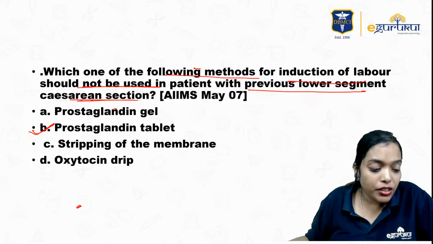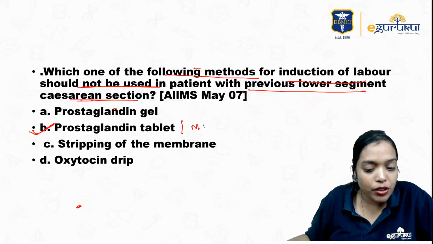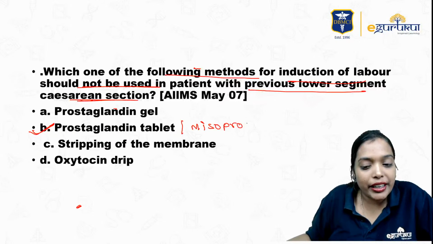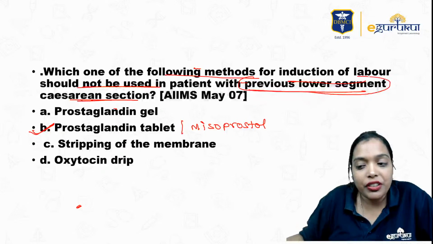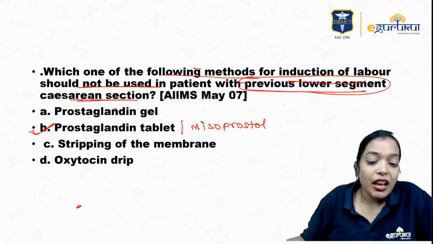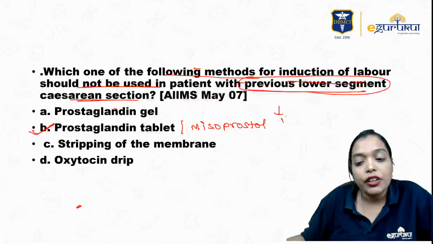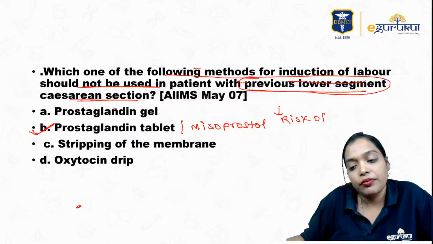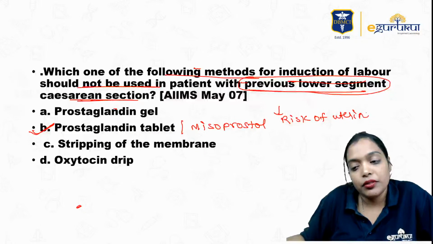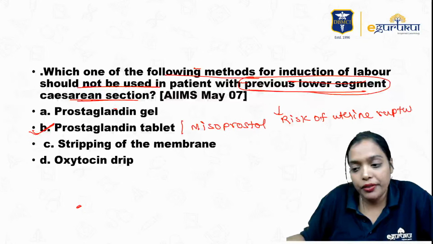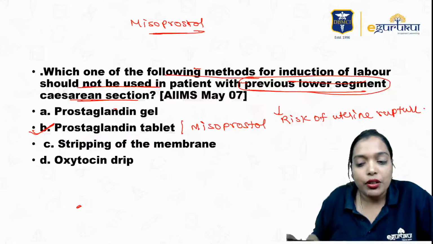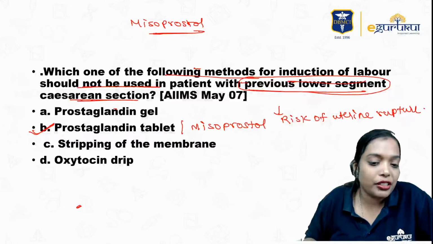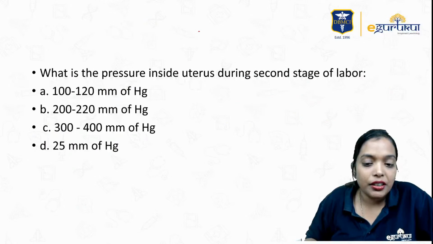So prostaglandin tablet or the misoprostol is an absolute contraindication for induction of labor in a patient with previous lower segment cesarean section, as we have the risk of uterine rupture. Okay. So misoprostol causes uterine rupture. So that's why you should not use this for induction of labor in previous LSCS.